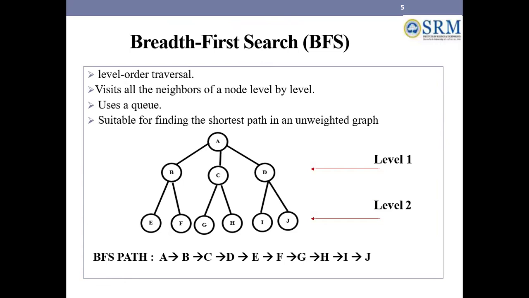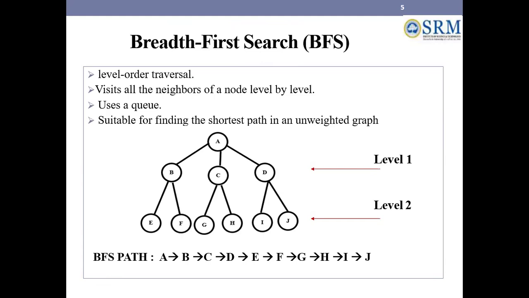And first we'll see breadth first search algorithm. This is otherwise called as level order traversal. We are traversing or we are visiting the node level by level. Traversal means visiting all the nodes without revisiting or without missing any vertex in the graph.